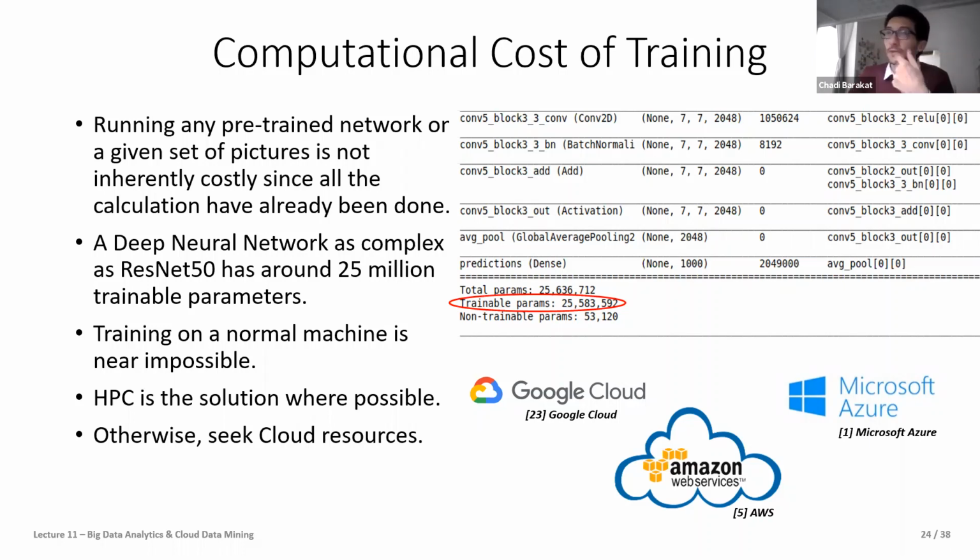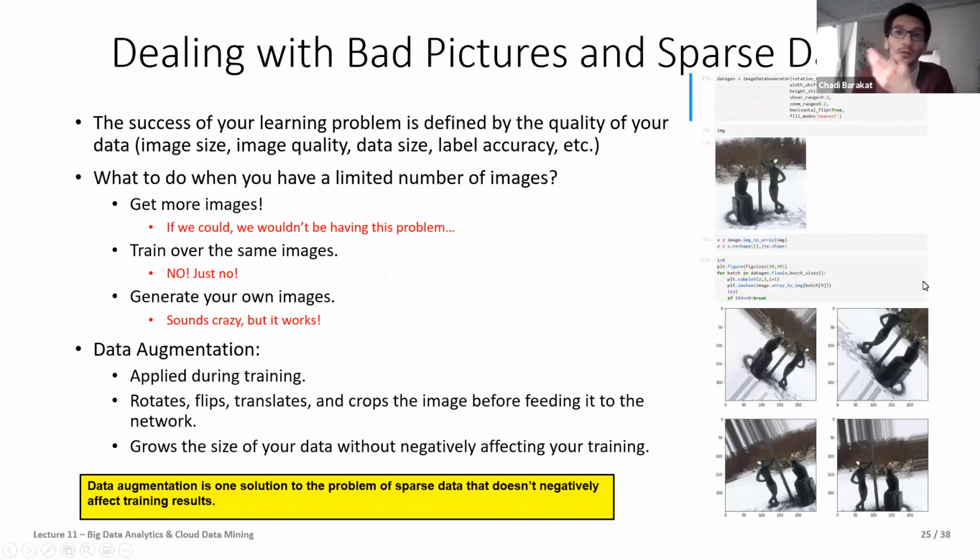So from there, let's talk about how we deal with bad data. As I mentioned before, we had images that were not usable, but also we had images that aren't enough sometimes. So let's get more images. Of course, everyone would love that, but then how would you do that? Let's train over the same images? No. Let's not go into why. No. And then let's generate our own images then.